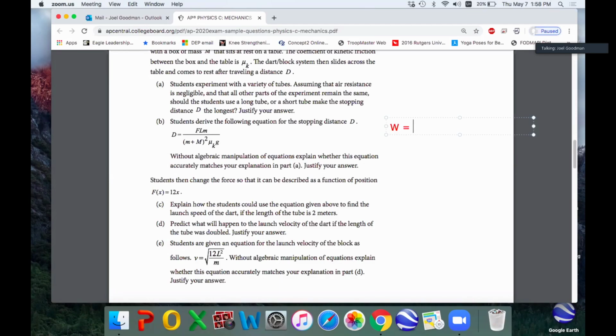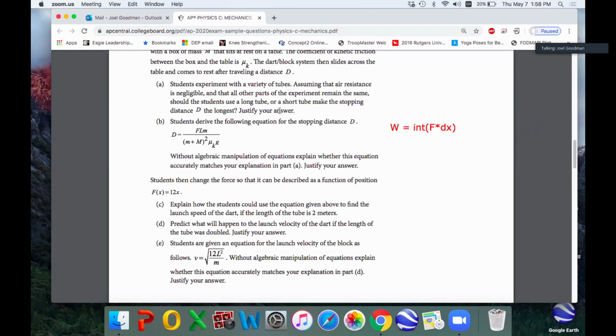What's work? Force times dx. Integral. Does that make sense? Yes. Okay, nobody sees that? Yeah. Okay, so, you could go ahead and take the integral of that.